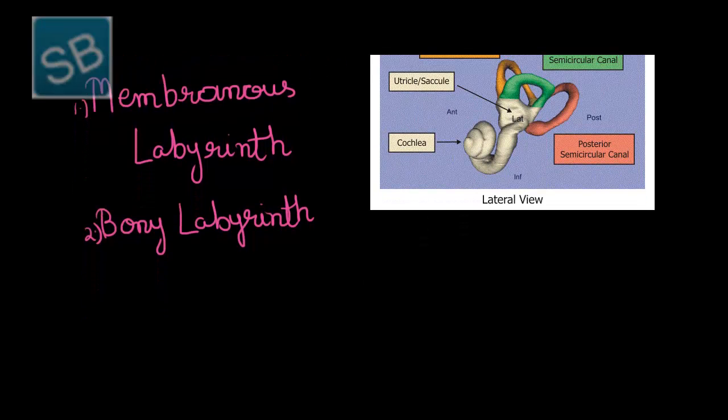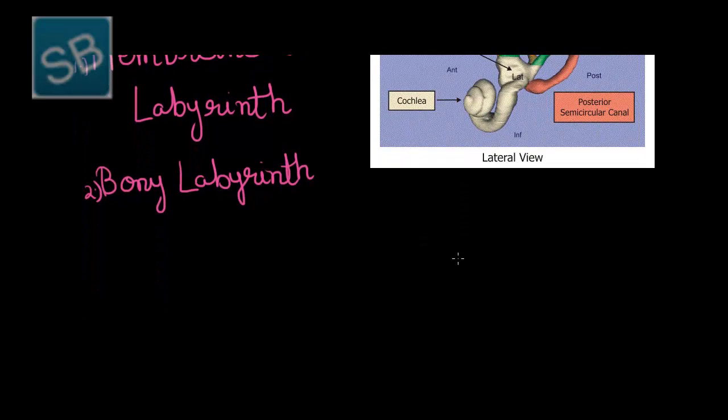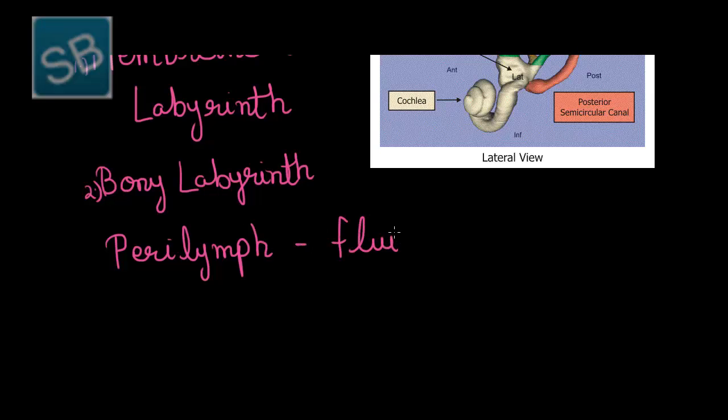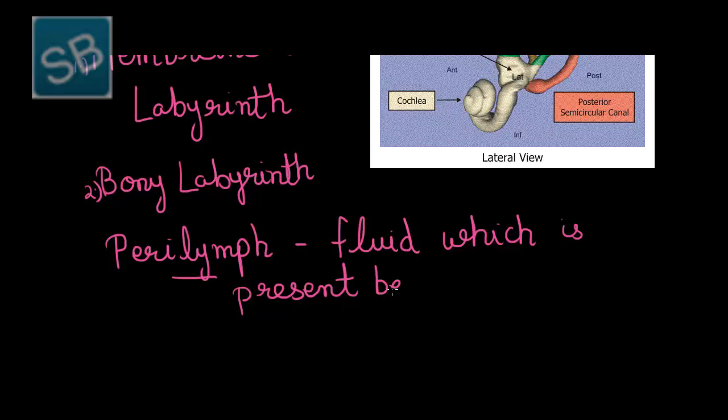Now there is a fluid which is present between the two labyrinths, which is known as perilymph. Thus perilymph is the fluid which is present between the two labyrinths.